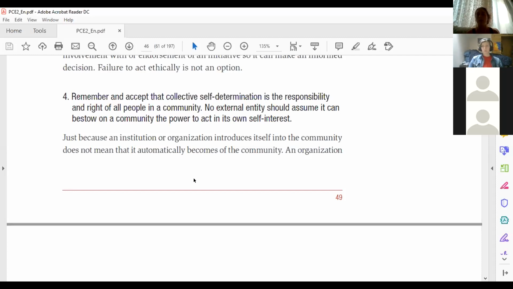And that's a very important one, I think, is to remember that at the end, you are not above a community, you are a part of a community. So it's important to respect the collective decision-making process.